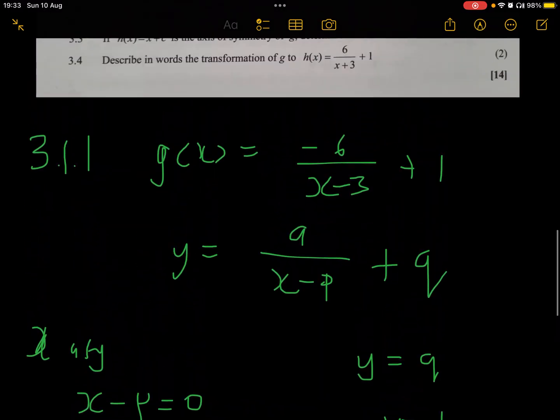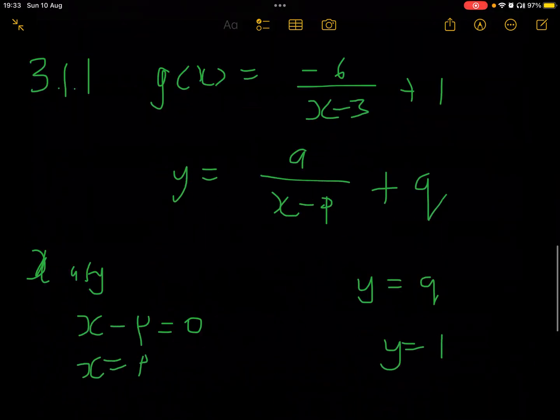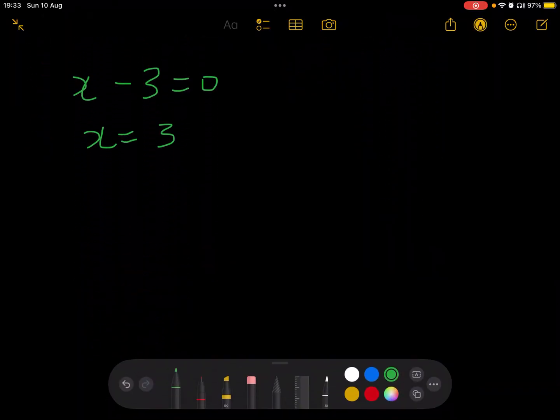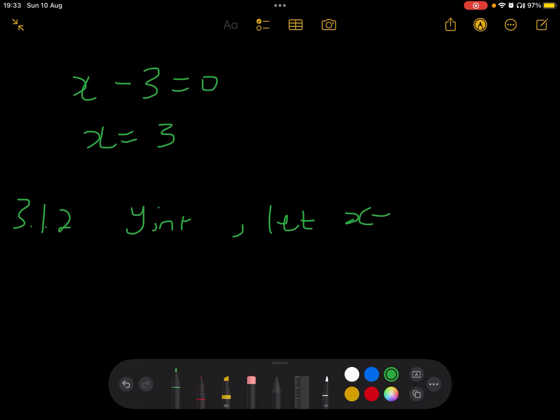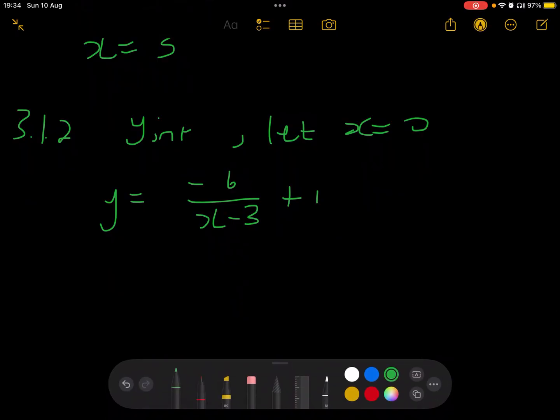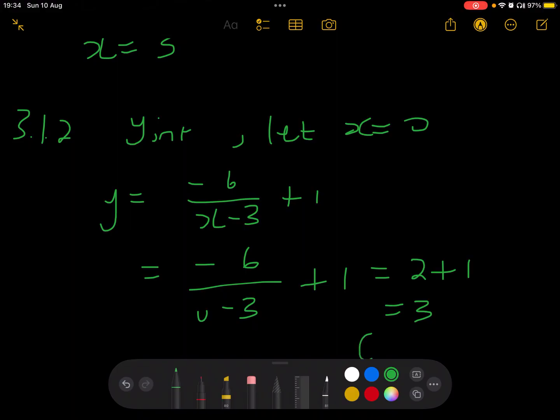Right. Then 3.1.2, the y-intercept of g. We are going to let x be equal to 0. And you see from y is equals to minus 6 over x minus 3 plus 1, when you substitute x is equal to 0, what do we get? Minus 6 over 0 minus 3 plus 1. That gives us a 2 plus 1, which is equals to a 3. And therefore, the y-intercept says that when x is 0, y is 3.